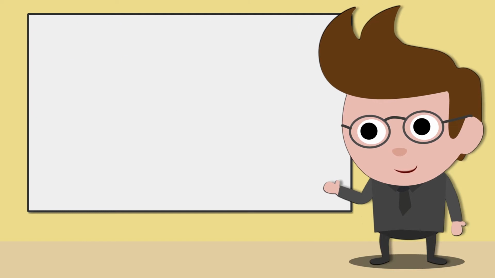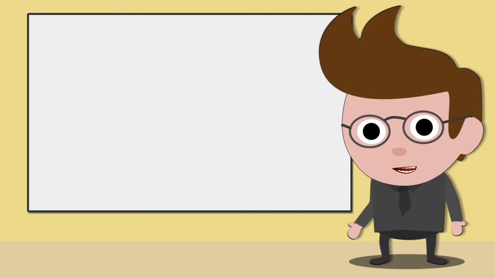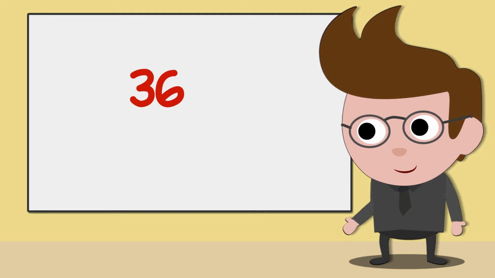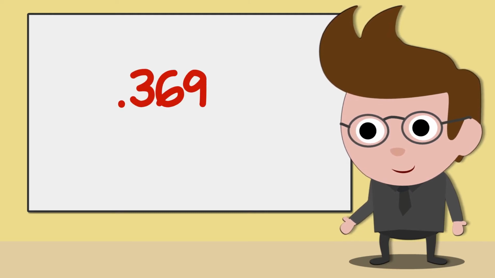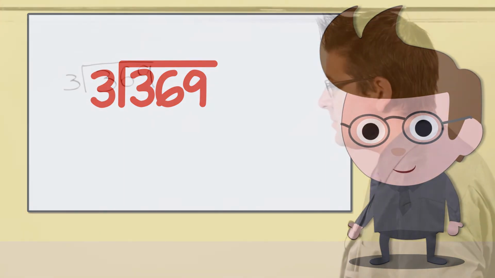Our first calculation is 369 divided by 3. Begin by setting out the calculation correctly. Draw around your numbers and write the divisor at the side.